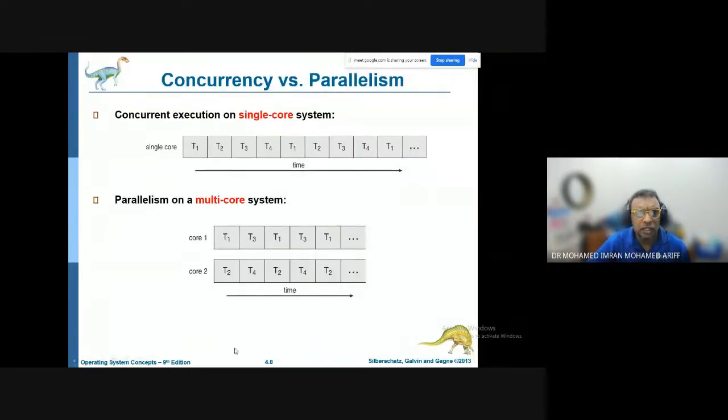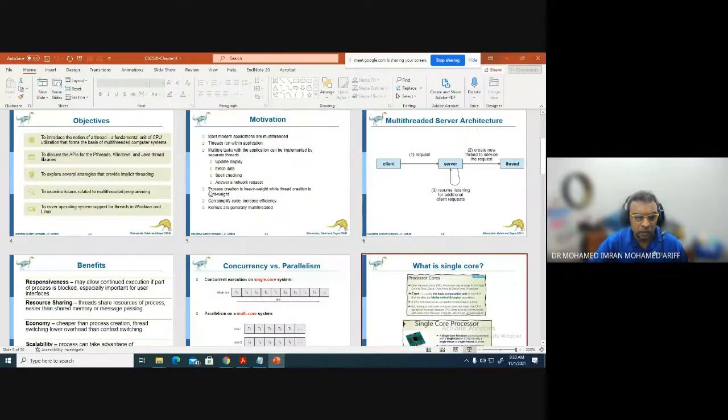Okay, so now we go into core. What does a core mean? A core means, let's just skip this slide and come back to it later.